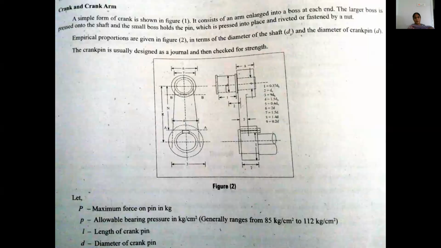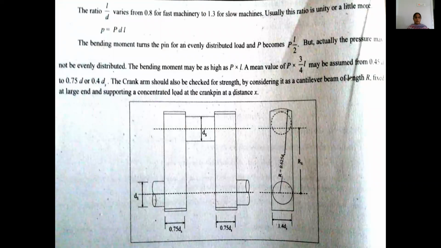Where P is nothing but the maximum force on the crank pin, p the allowable bearing pressure, l the length of the crank pin and d the diameter of the crank pin. Now this is the crankshaft, where the load can be directly transferred to this crank pin. The ratio L by D varies from 0.8 to 1.2.